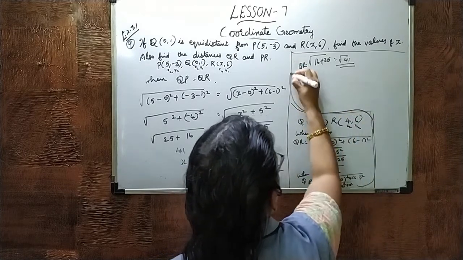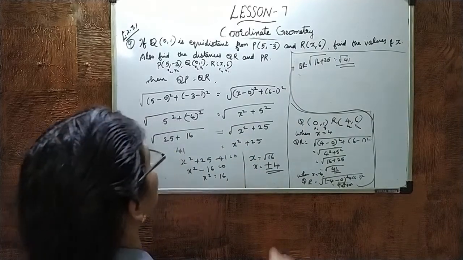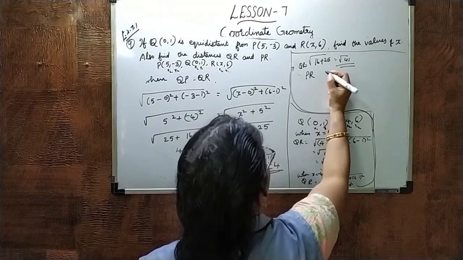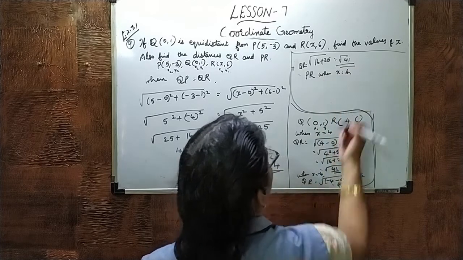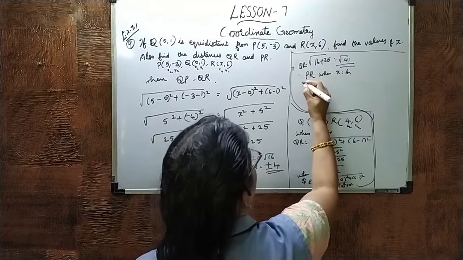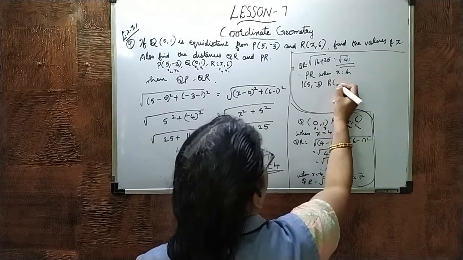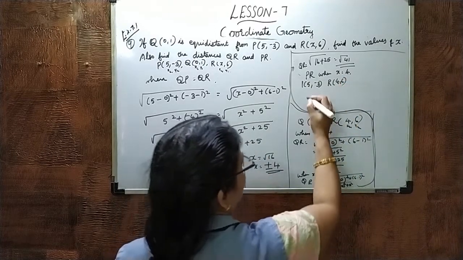Then after this, what you have to find out? QR, you got both answers, root 41. Next one, what you have to find out? PR. PR you have to find out, when x is equal to positive 4. So what is P? P is 5, negative 3. And R is 4, 6. Then find out PR then.